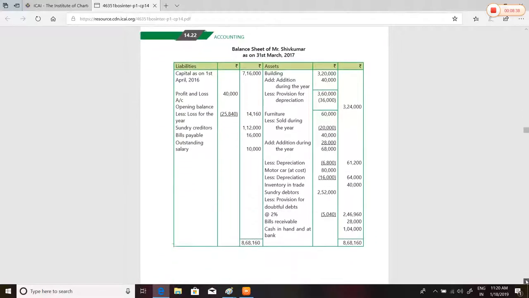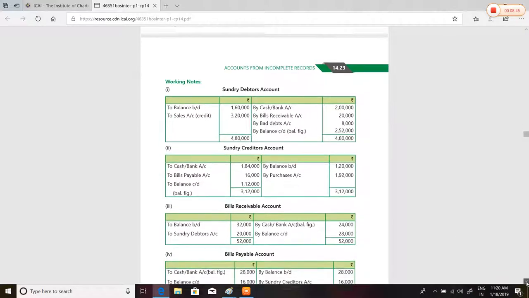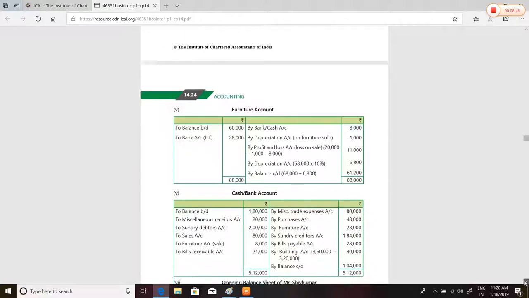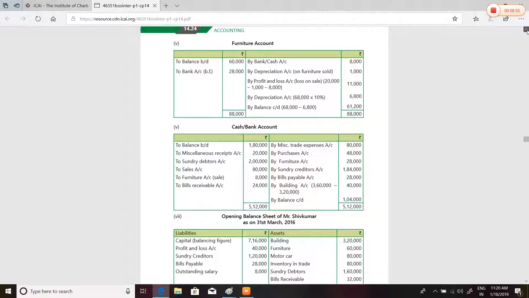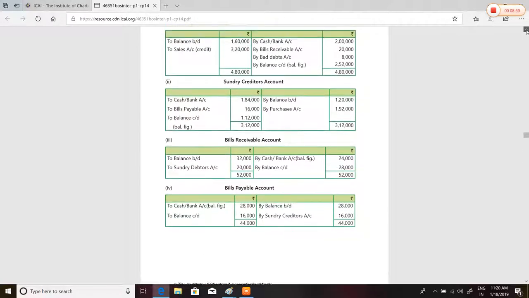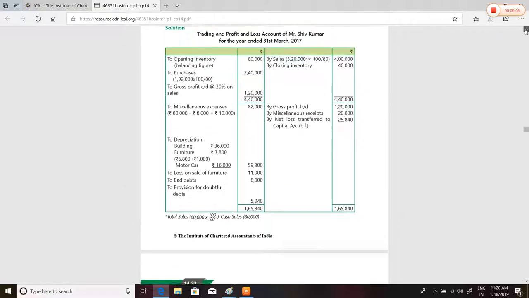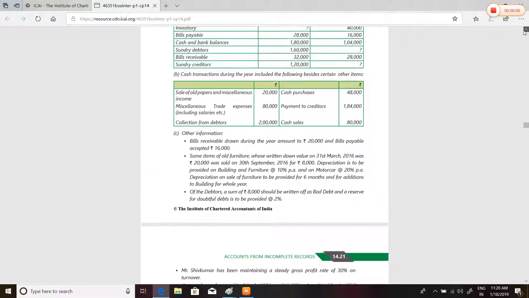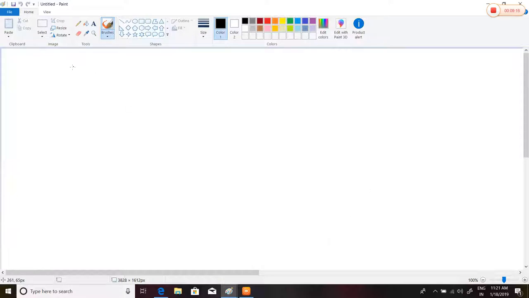See the solution. It's too long. Okay, so I'm going to start the question. Here's the question again for you and for me too. Firstly, you have to write here trading and PL account.